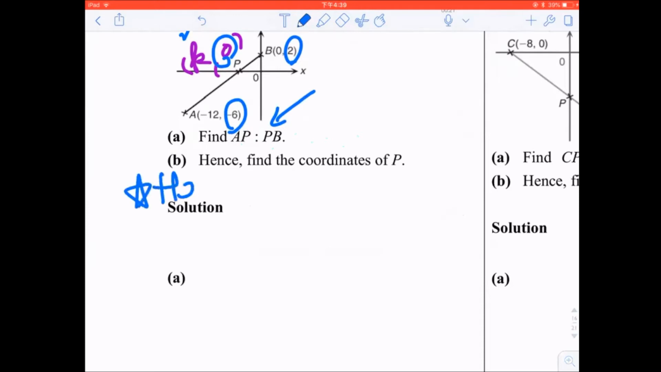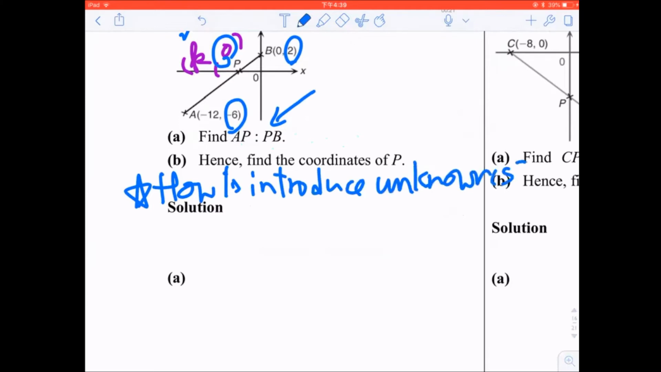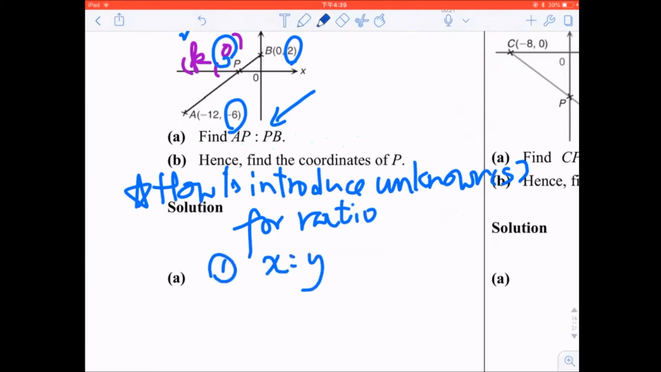This is the particularly important skill here: how to introduce unknown or unknowns for a ratio. Now you have 2 possible forms. The first one is to let it be x to y, not necessarily x to y, or in general r to s. You have 2 unknowns, and then you want to use these 2 unknowns to work out the ratio.